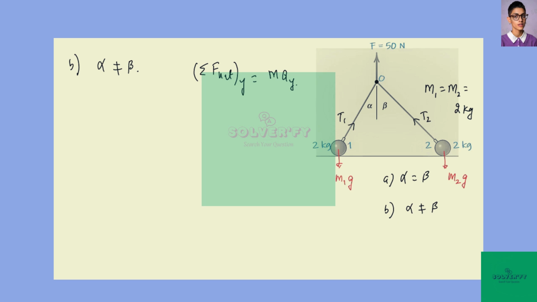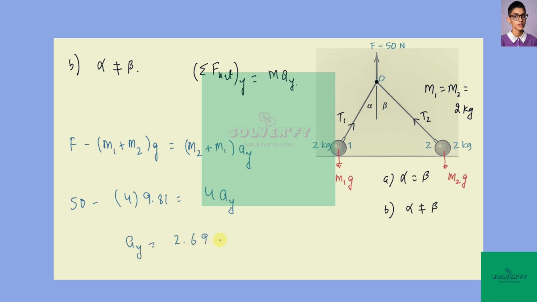So for F net we have F minus m1 plus m2 times g is equal to m2 plus m1 times ay. Now we have all the values, we can plug them in here. The force we have is 15 Newton, m1 plus m2 is 4, times g which is 9.81, is equal to 4 times ay. So from here ay comes out to be 2.69 meter per second squared. So this is the acceleration for the system when alpha is not equal to beta.